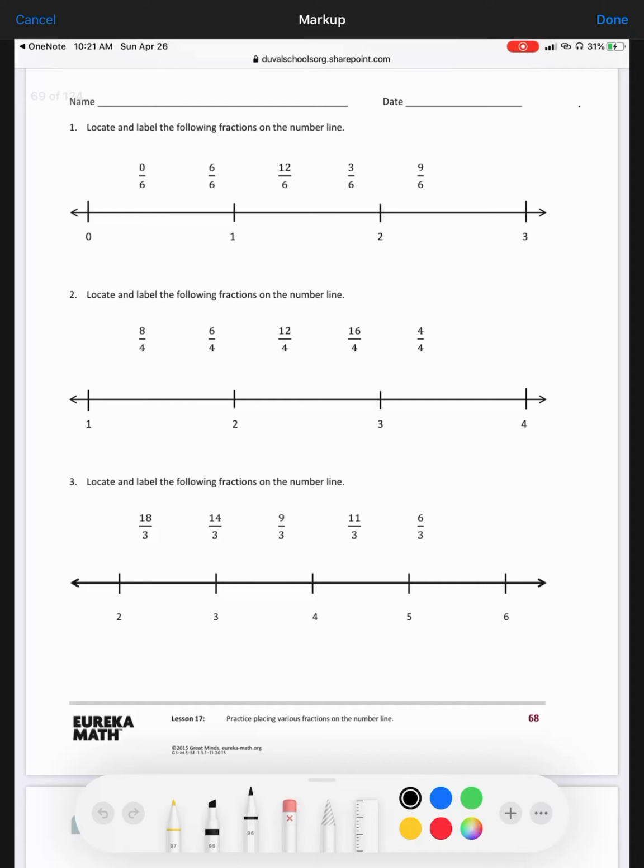Today we're going to be working with fractions on a number line again, and they just want you to locate and label the following fractions on the number line. So this number line starts at 0, ends at 1, but then continues on to 2 and 3. If you look at our denominator, it's 6's, so we're going to be breaking the number line into 6, which means we're drawing 5 lines.